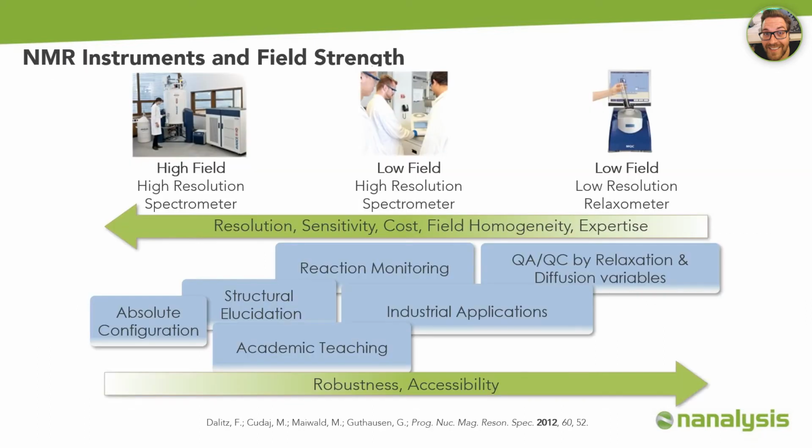So how can benchtop NMR be classified and what can you expect from it? In our eyes, low-field, high-resolution benchtop NMR spectrometers add another layer of NMR technology to fill the gap between relaxometers and high-field NMR spectrometers. While the resolution and sensitivity increase towards high-field instruments, so do cost and expertise level necessary for working with these instruments. On the other side, robustness and accessibility increase towards relaxometers.